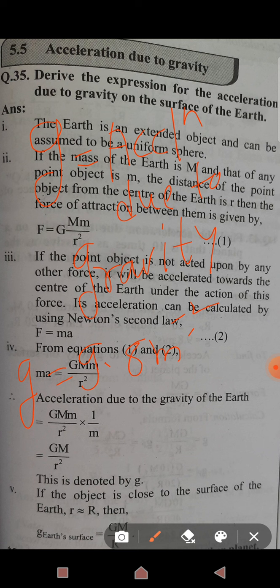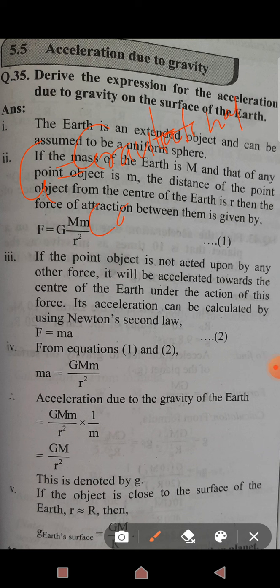Friends, the second constant is capital G. Capital G is known as the gravitational constant. This gravitational constant is denoted with the symbol capital G. It has the constant value 6.67 into 10 raised to minus 11 Newton meter square per kilogram square. So, friends, small g and capital G have different meanings and different values of the constant.